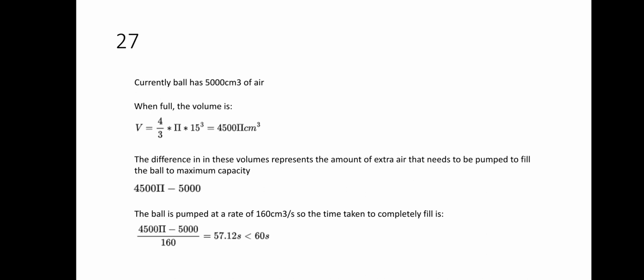And then we are also given that the ball is pumped at a rate of 160 cubic centimeters per second. So the time taken to completely fill the ball would be the difference divided by 160. Doing that calculation would give you 57.12 seconds, which is less than 1 minute, which is 60 seconds, obviously. So our conclusion is yes, the statement is true. It does take less than 1 minute to fill the ball, because it takes 57.12 seconds to fill the ball to maximum capacity.